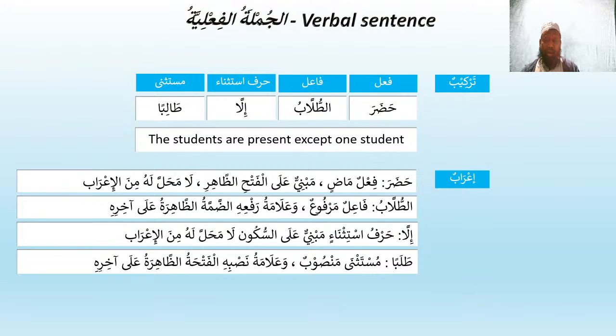Yeah, so in Arab we don't mention mustasna minhu because we already did the fa'il. So we just have to keep in mind whether the mustasna minhu is there or not. We should know which one is mustasna minhu. Or at the end we can say, over here, الطلاب فاعل مرفوع وعلامة رفع الضمة الظاهرة.